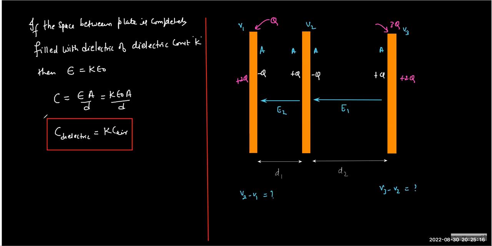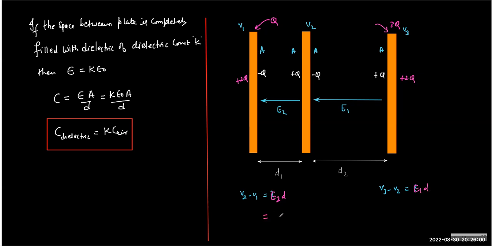Okay, so got the answer. So V2 minus V1 will be how much? Hello. Am I audible, guys? Yes, sir. What is the V2 minus V1? If electric field E2 is left, it means which one is high potential? V2 is high, V1 is at low, right? So this will be E2D. And V3 minus V2 will be E1D. Now the only step is to substitute the E2 and E1.